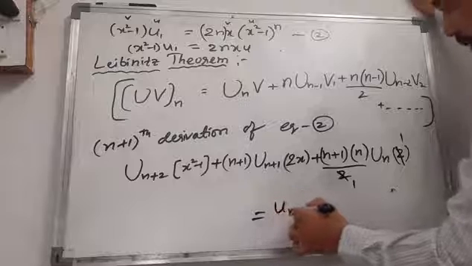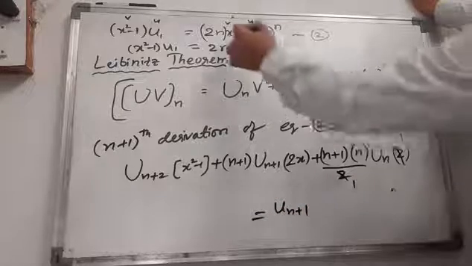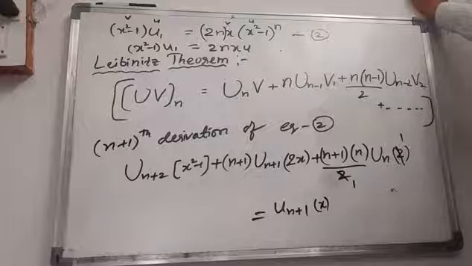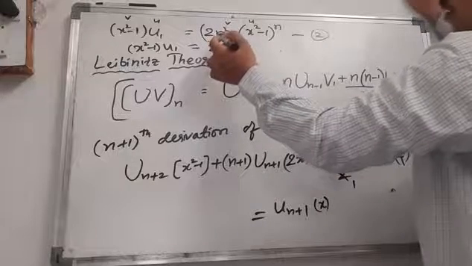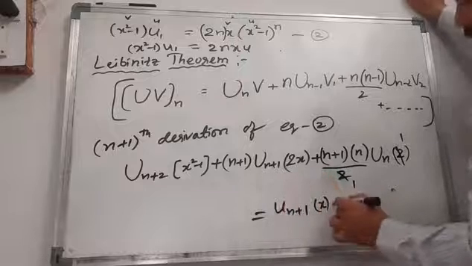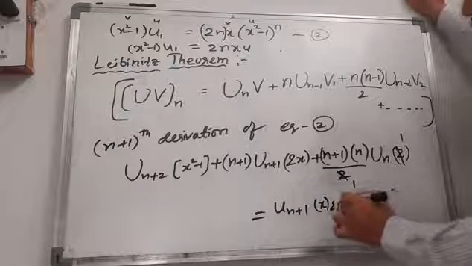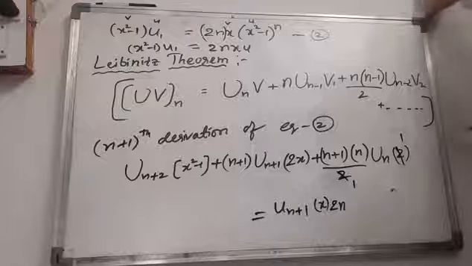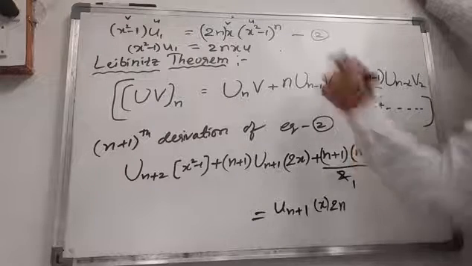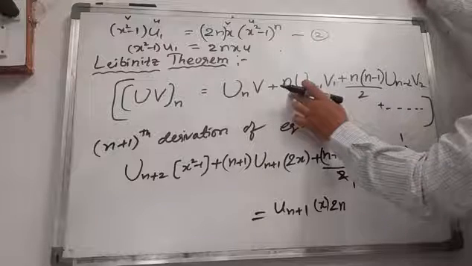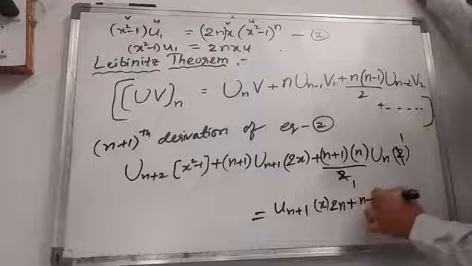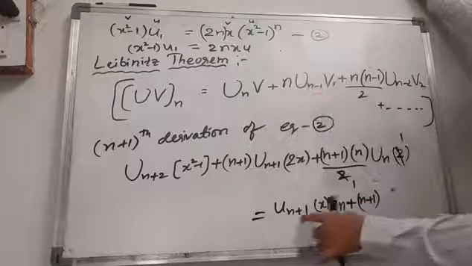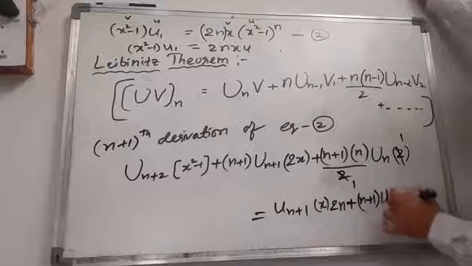So u_(n+1) into v, which is x as it is, and before that 2n is there, so into 2n like this. Okay. Next, the second derivative plus n plus 1 into, just to decrease by 1, so you will get u_n.